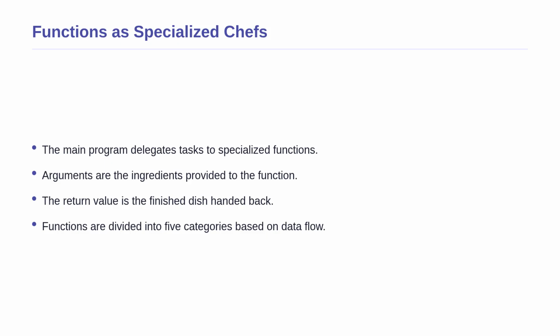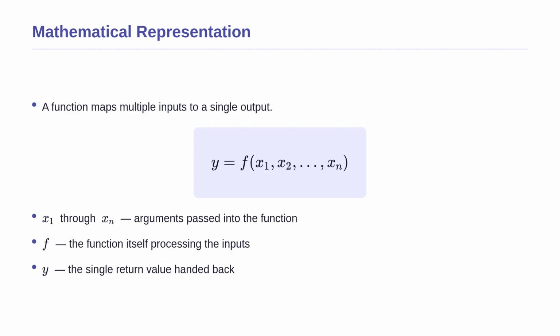Depending on whether a function needs ingredients and whether it gives back a dish, we can divide all functions into 5 distinct categories. Let us look at the mathematics behind this. Before we write code, let us look at where this comes from conceptually.